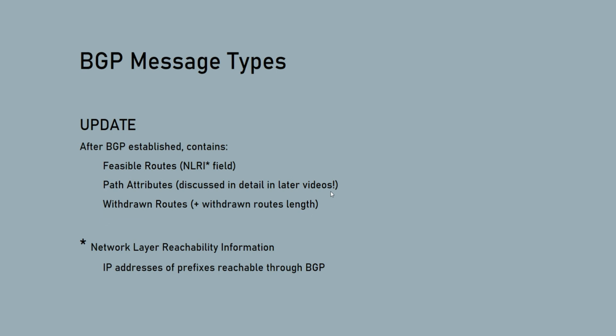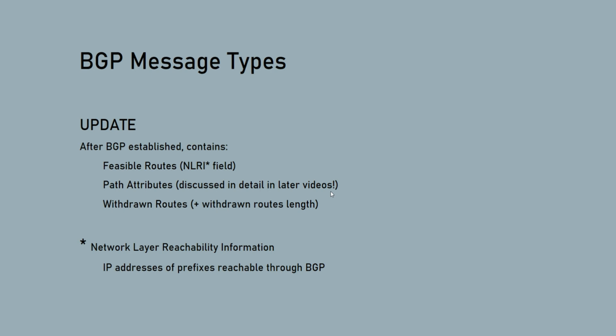Now, once the TCP is up and the BGP session is also up between the neighbors, an update message is sent. Update messages contain network layer reachability information, NLRI, the IP addresses of the prefixes that are reachable through BGP, or in other words, they are called feasible routes. In the header, there is a field for feasible routes length and feasible routes. So it specifies in the header how many feasible routes an update message is sending, and then it carries the feasible routes themselves.